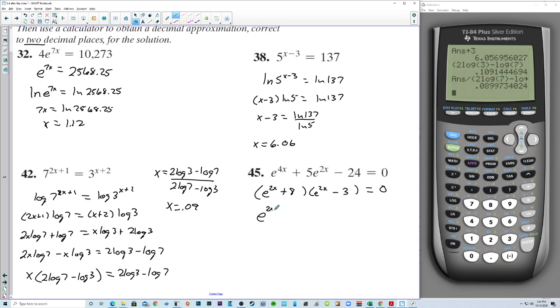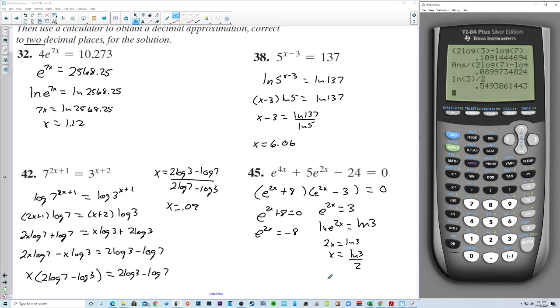So e to the 2x plus 8 is equal to 0. Well, e to the 2x has to be equal to negative 8. But you can't raise e to a power and get negative 8. So this piece doesn't yield an answer. But e to the 2x can equal 3 on this one. Let's take the natural log of both sides. Natural log of 3. We can bring the 2x down. These actually cancel. So 2x is equal to natural log of 3. So x is natural log of 3 over 2, and we'll get the decimal value for that. Natural log of 3 divided by 2 is 0.55 rounded to 2 decimal places.